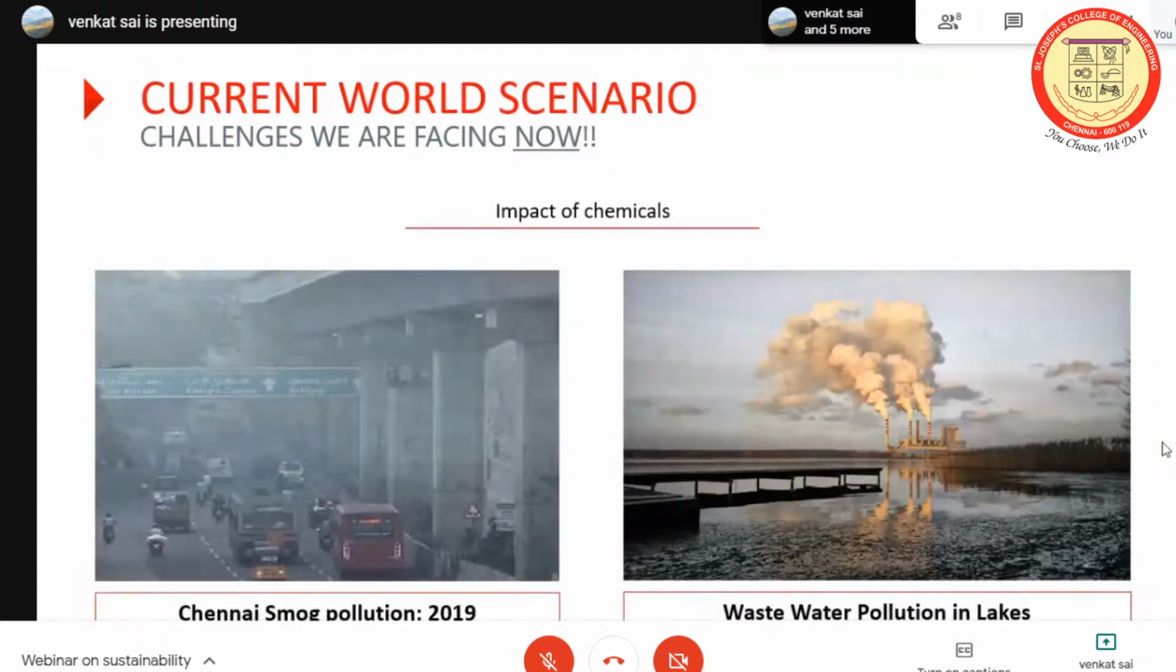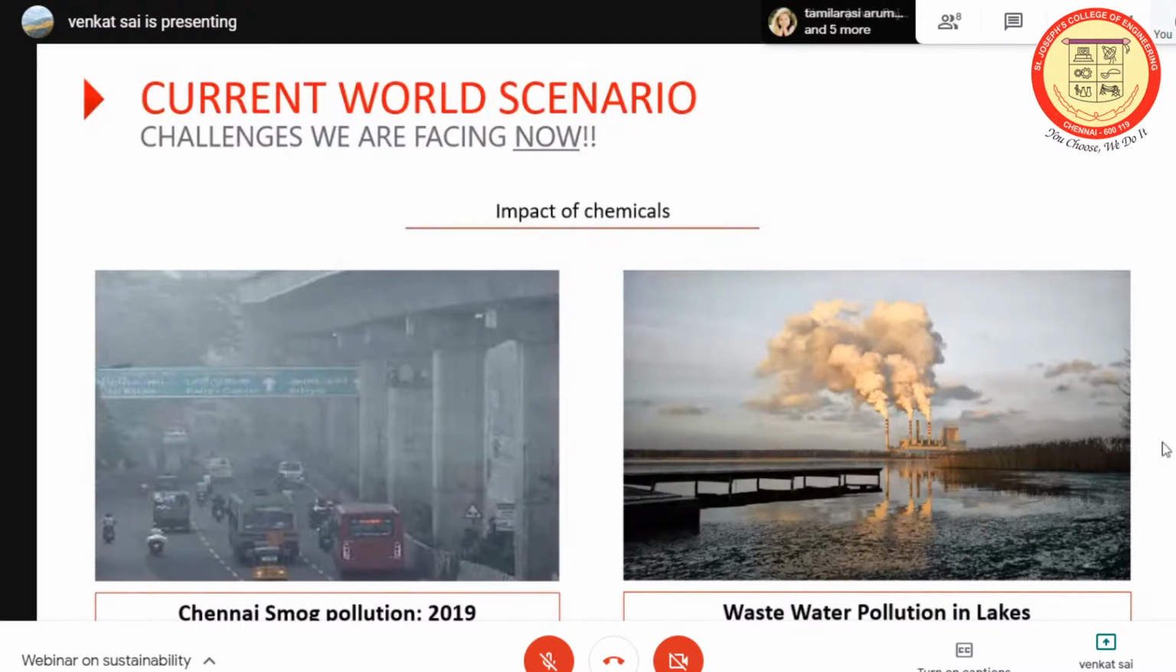Second, look at the impact of chemicals. I believe you're all aware of what happened in 2019 with the Chennai smog. And it's the same again in Delhi, in Beijing, with so much pollution. And on the right side, you see wastewater pollution in our lakes and in our rivers. This is happening. What is happening? Look around you. So much is happening.